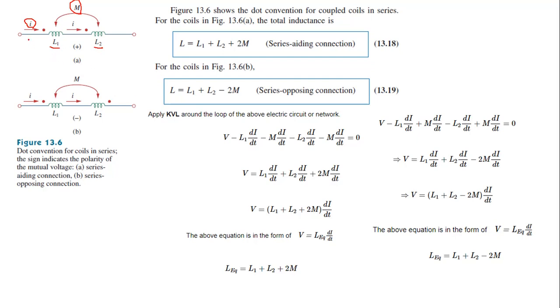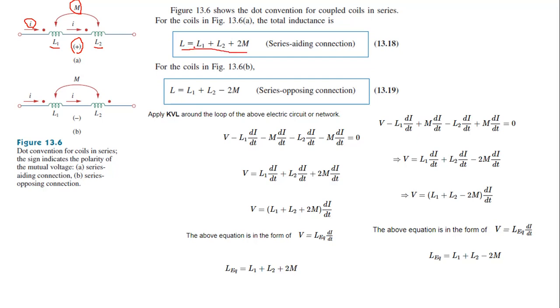So here these coils are connected in series aiding connection. Here we can see that there is a polarity which indicates the direction, which indicates the polarity of this mutual voltage. So in series aiding connection, this is the total inductance.